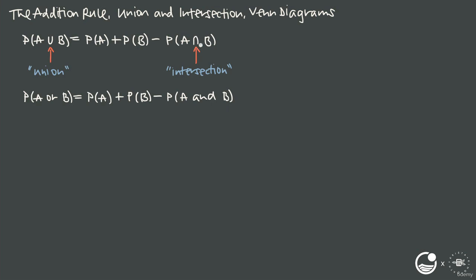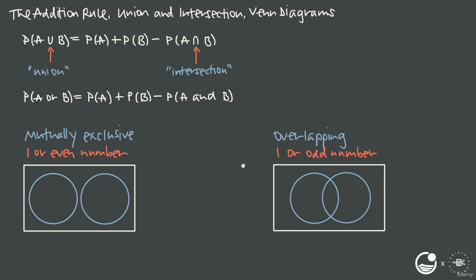And in order to look at this from a real-world perspective, we need to think about two different types of events, A and B. We can have the situation where the events A and B are what we call mutually exclusive or disjoint, or we can have the scenario where the events A and B are overlapping. For example, let's think about the mutually exclusive events of rolling a single six-sided die and considering the probability that we get one or an even number when we roll that die.